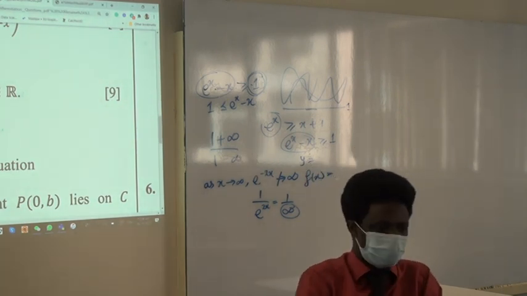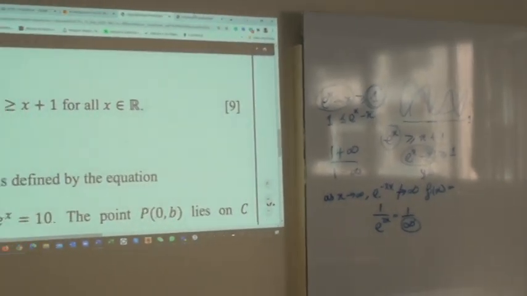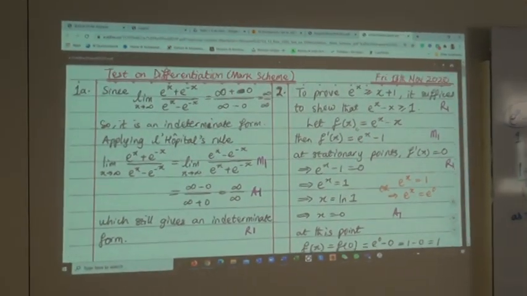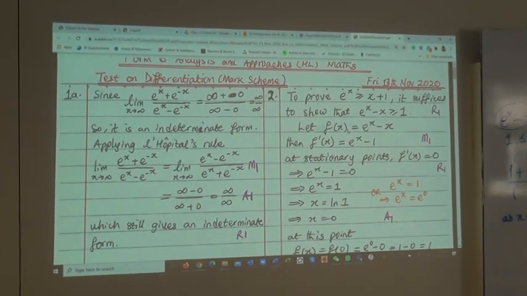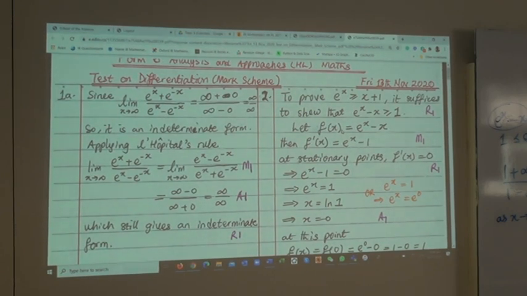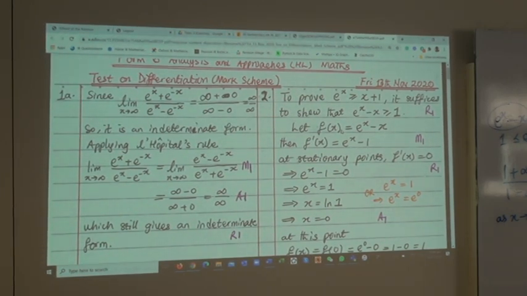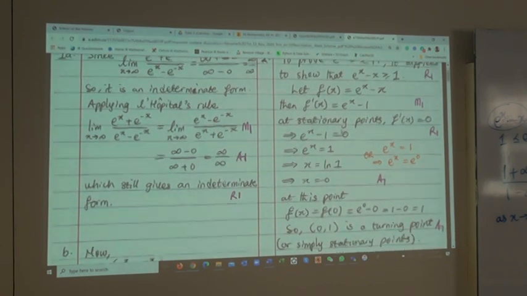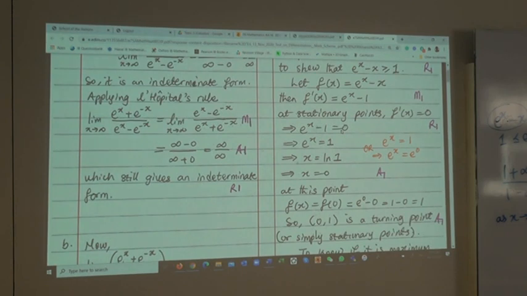Understand? And that is what I have done in this solution. Some of you got it right, quite impressive. So I said, to prove this, it suffices to show that this is greater than or equal to 1. It's enough if you can show that, isn't it? And if you let the left-hand side be the function, then you apply the basic stuff. You differentiate, at the stationary point the derivative will be 0. Then you get your x to be 0 either by taking the logarithm to base e, or you just do the indices: exponential x equals exponential 0.